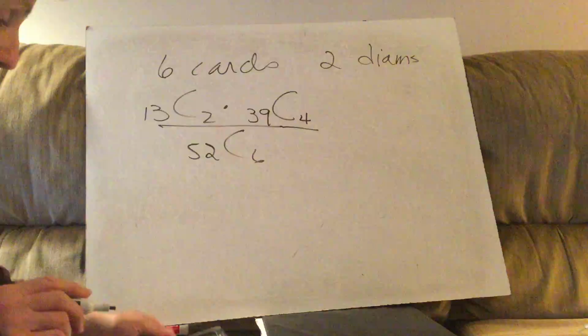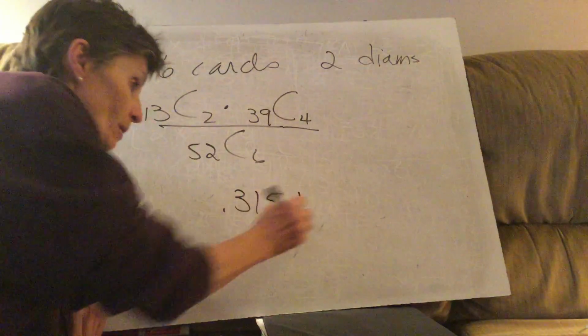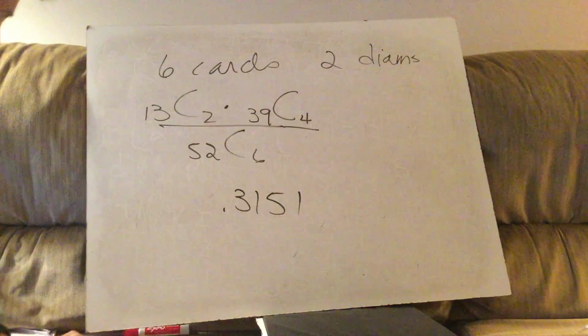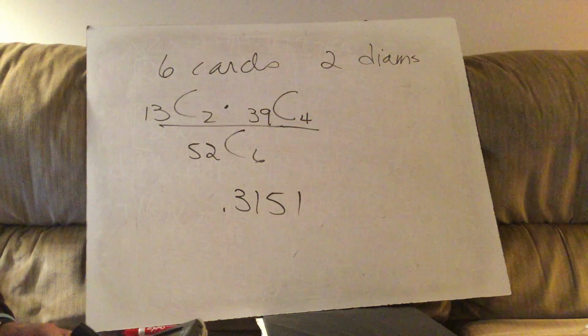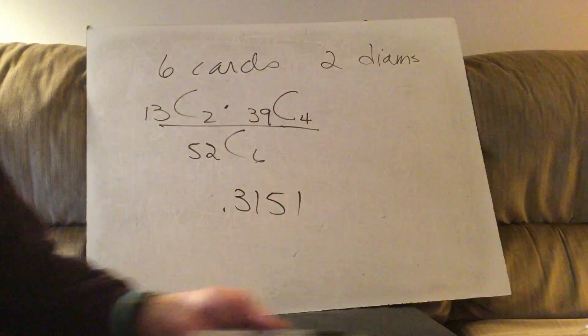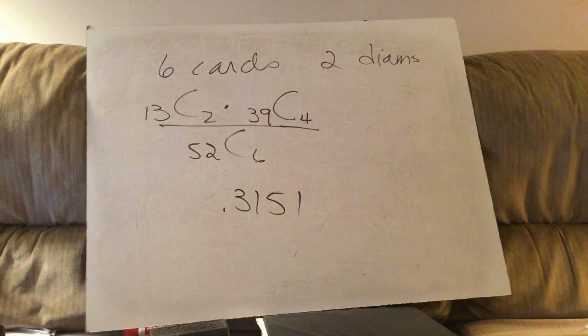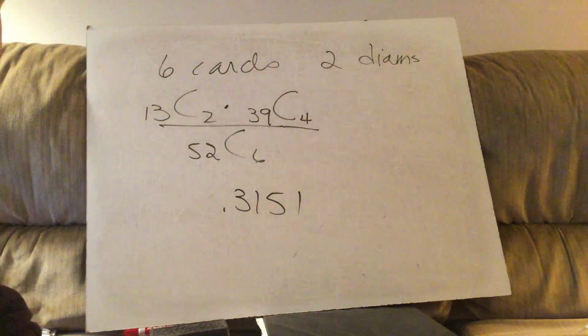And I got 0.3151 if I round it off to 4 decimal places, which is how I have typically been doing it. Sometimes it'll change to a fraction or come out in a fraction, and that's perfectly okay if that's the way you want to do it.